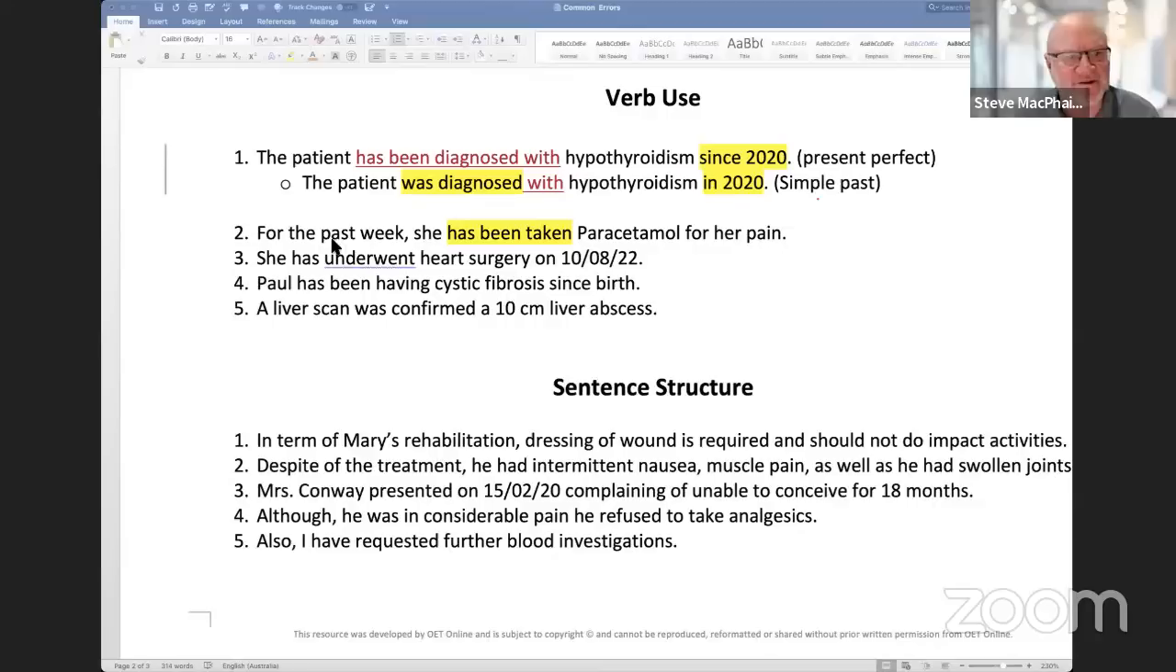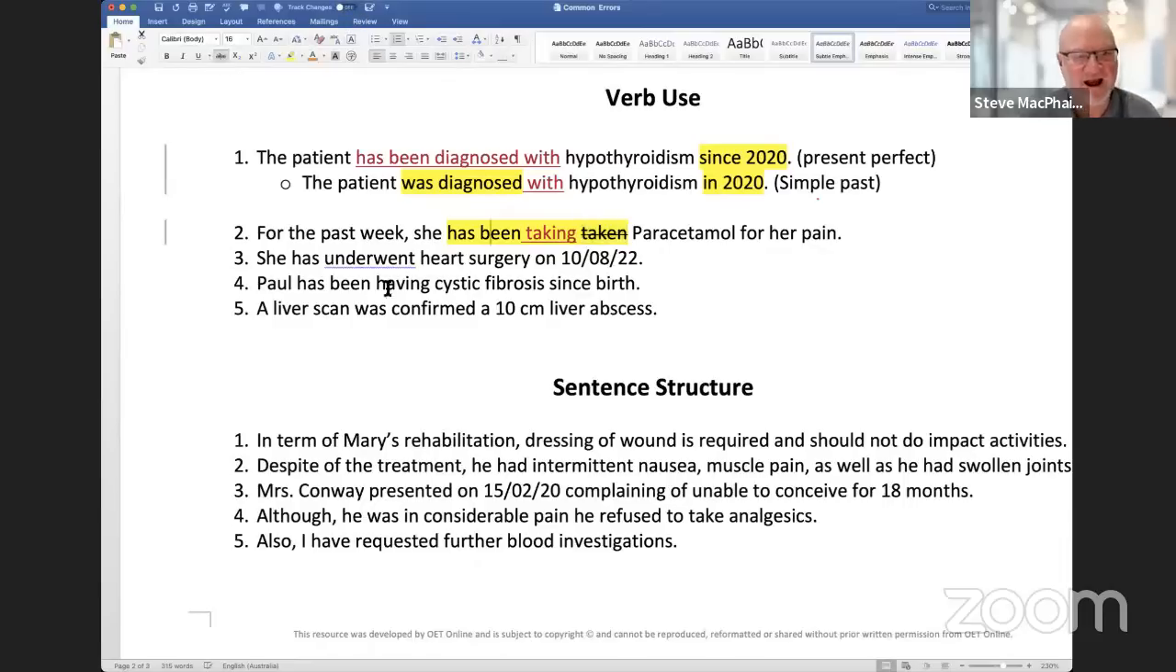All right, everyone's going, was taking, yes, for the past week. No, I wouldn't say for the past week she was taking, because we're going for the past week, so that's giving us present perfect. So it's an action here. Indawari got it. So did Senior. Yes, she has been taking paracetamol for her pain.